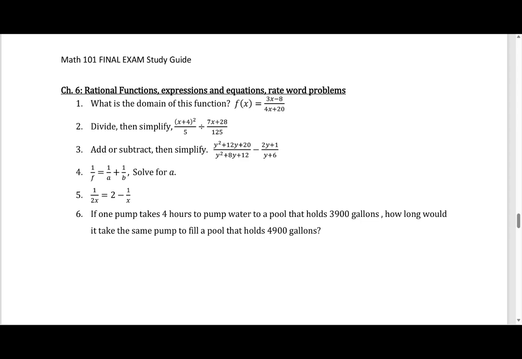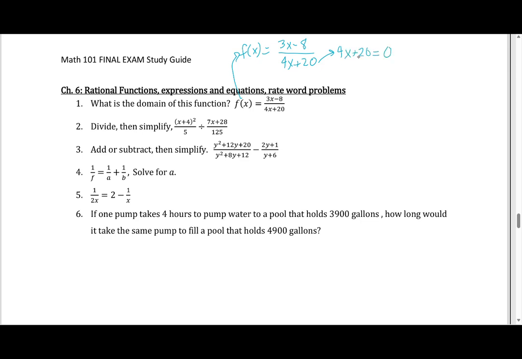It says, what is the domain of this function? And I'm going to remind you that domain is the x values that you can plug in. So we're going to look to see if there's any x values we can't plug in. So for a rational function, that means you want to make sure that there is not going to be a 0 in the denominator. And so we want to look and say, okay, well, just ignore the numerator for now. What would make this denominator 0?